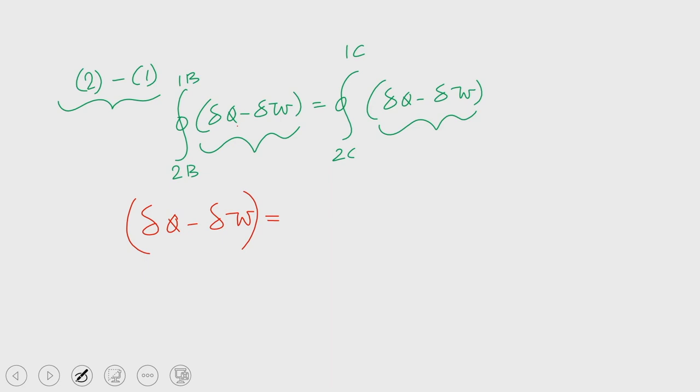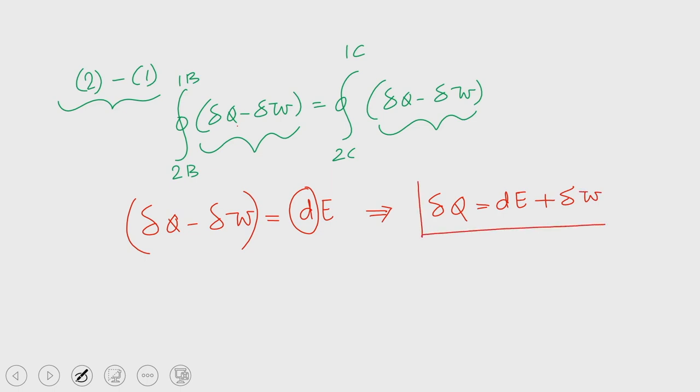So, this is the property of the system and we write it dE. If the difference between these two quantities is not a path function, that means it is a point function, that is the property of the system, and that is how we could write this in the differential form, I mean exact differential form to be precise. So, this is dE. Now, if we write one step further, we can write delta Q equal to dE plus delta W.